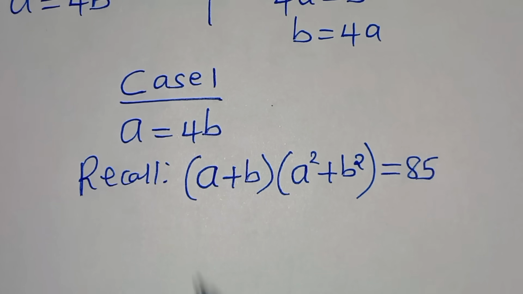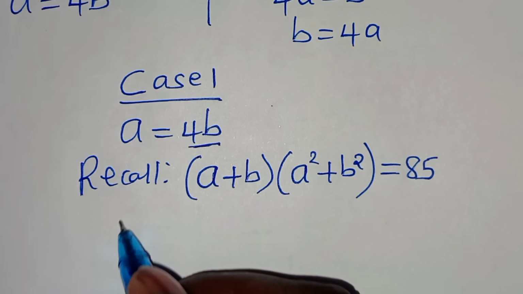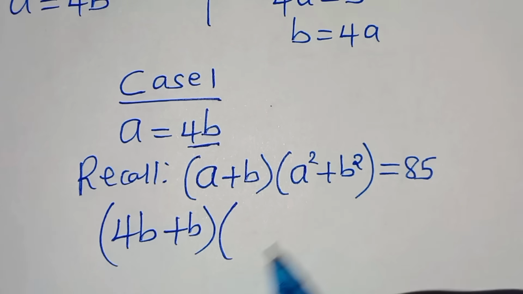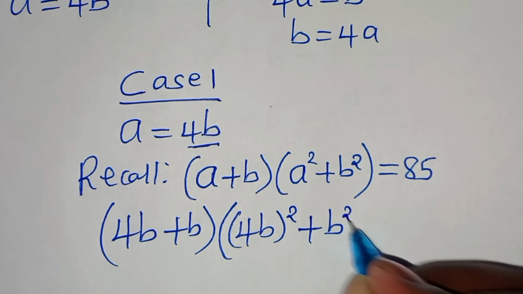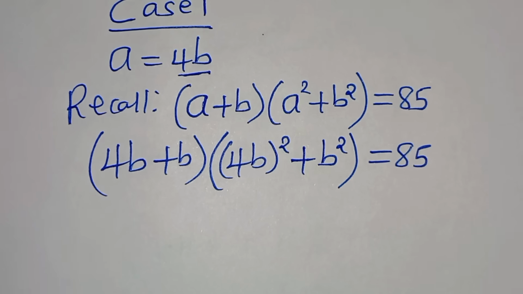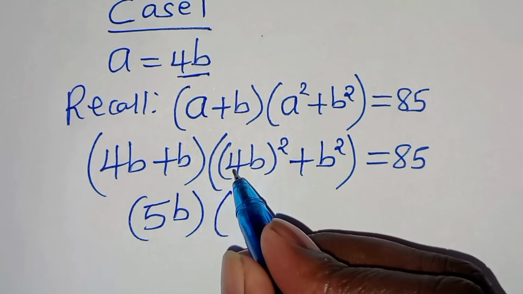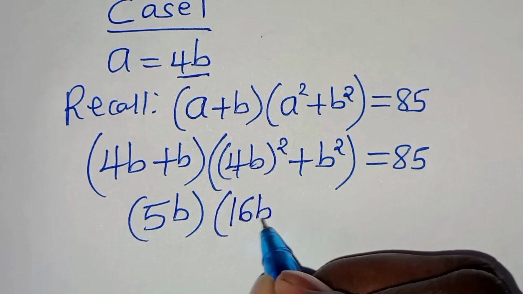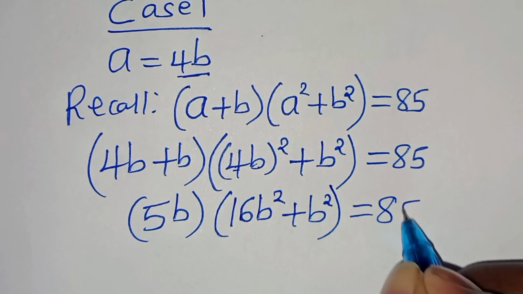Now we have that a is equal to 4b, so let's substitute where we have a with 4b. So we have 4b plus b, close the parentheses. Then here again we have 4b raised to the power of 2 plus b to the power of 2, close the parentheses. This is equal to 85. Now 4b plus b, this is 5b. Then here we have 4b to the power of 2. This is 4 squared, which is 16, b multiplied by b squared, so we have 16b squared plus b squared. This is equal to 85.